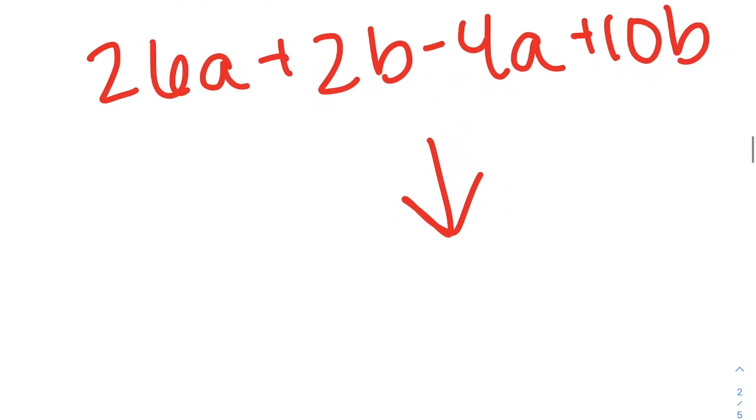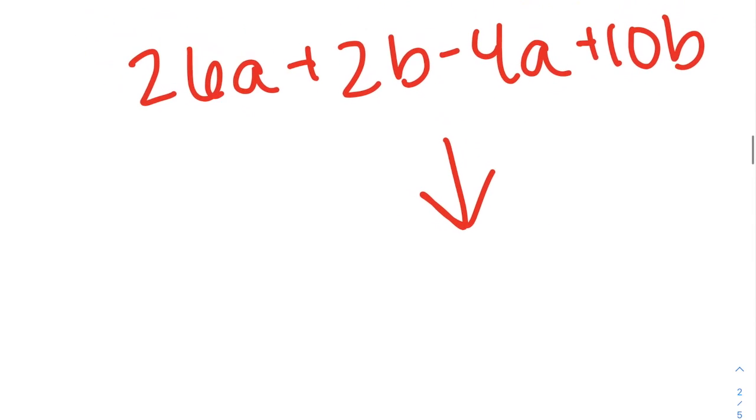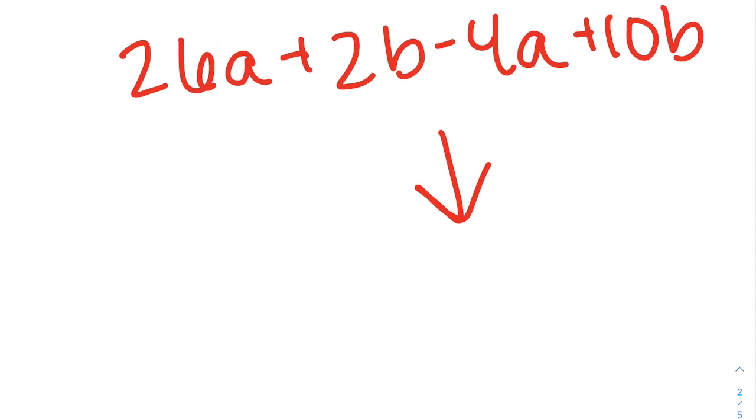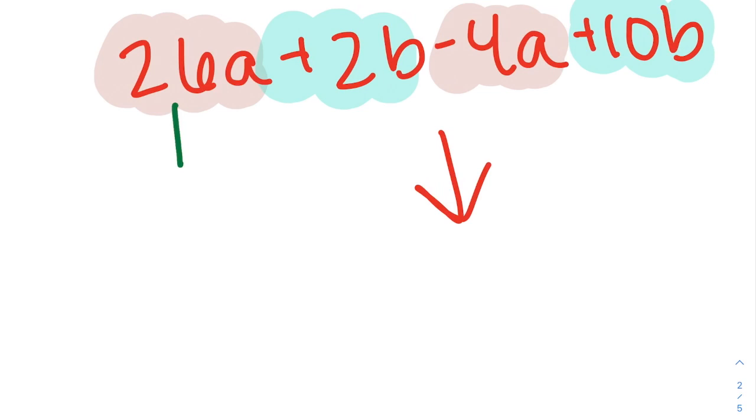All right, over here we have 26a plus 2b minus 4a plus 10b. I'm going to highlight the things that have the same variable, because here we're working with a's and b's. We have two different types of variable terms. I have 26a and I have -4a, and then I also have 2b and 10b. I like to draw little arrows to my two little clouds there to keep track of what kind of operation is happening.